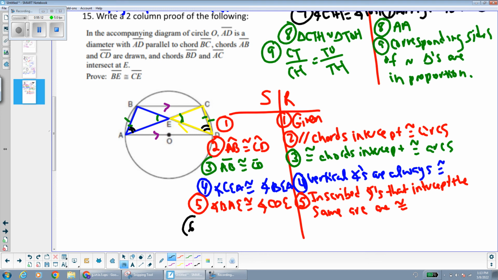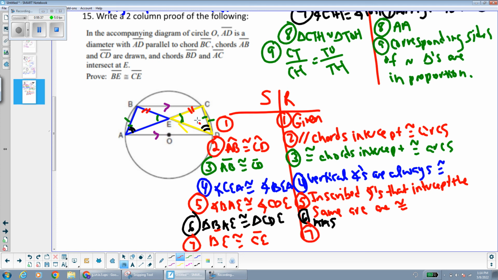From there, we know that the two triangles are congruent. So triangle BAE is congruent to triangle CDE, and that was by angle, angle, side. And after that, it's one more step to prove BE congruent to CE. And we're able to do that because we already proved the two triangles congruent. So any other pair of corresponding sides or corresponding angles is also congruent by CPCTC because we already proved the triangles congruent. And there we have it.